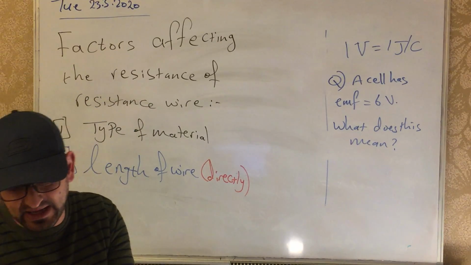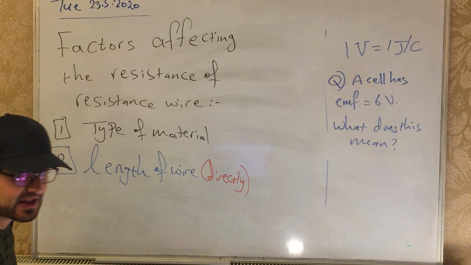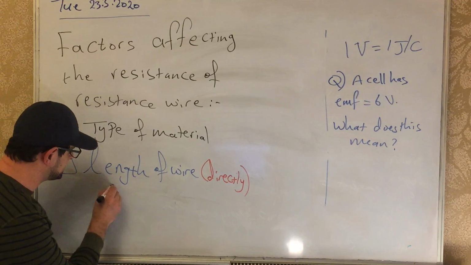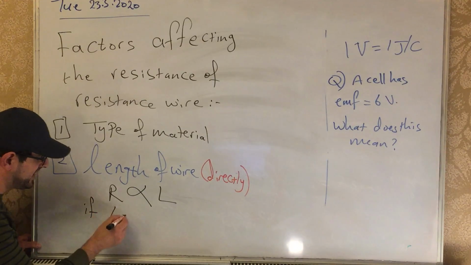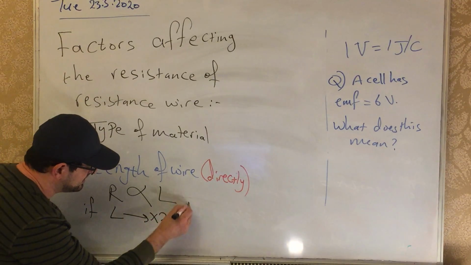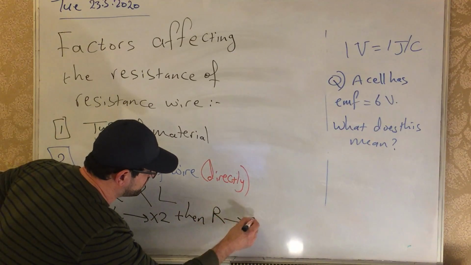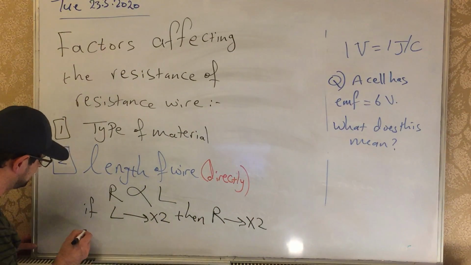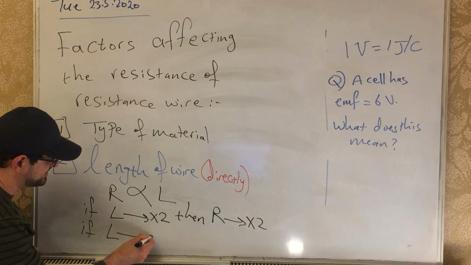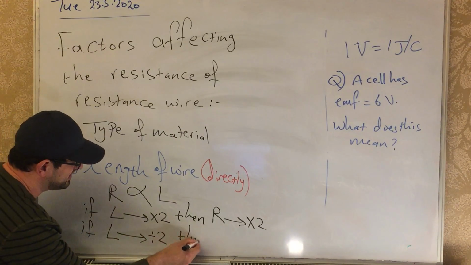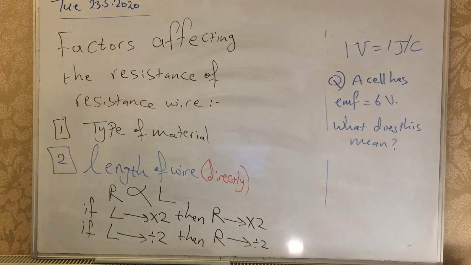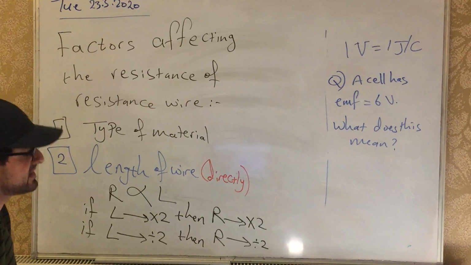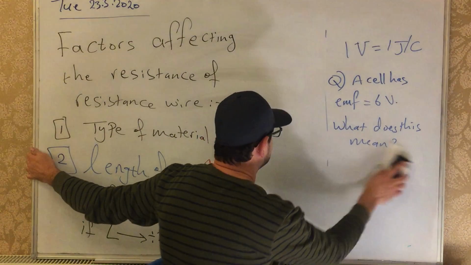Okay? And remember it's not only, يعني we can use it directly proportional. فبنقول resistance proportional to length. So we write if the length has been doubled, then the resistance also will be doubled. And if the length has been halved, then the resistance also will be halved. This is the second thing affect the resistance of a wire. Third thing, 3.